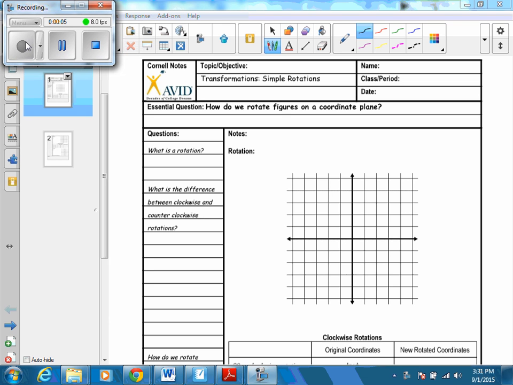Okay, so today's video is on simple rotation. If you look up here, our central question is how do we rotate figures on the coordinate plane? As usual, let's go ahead and start with some vocabulary.